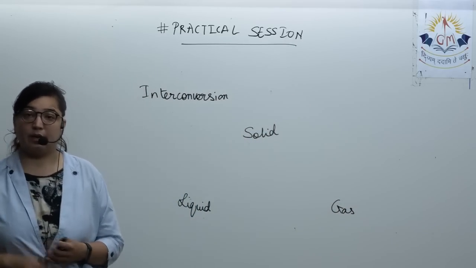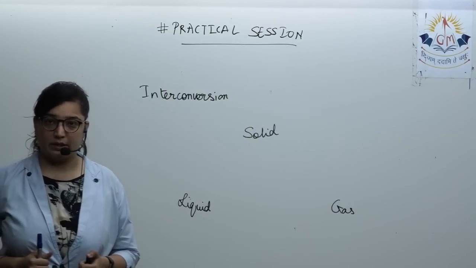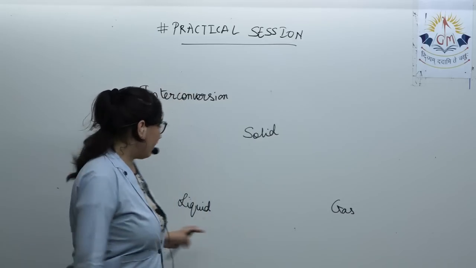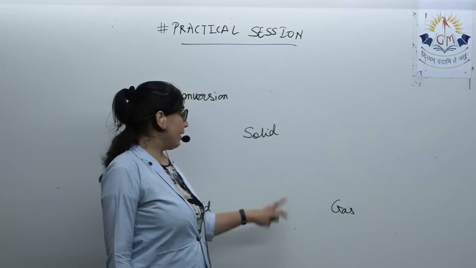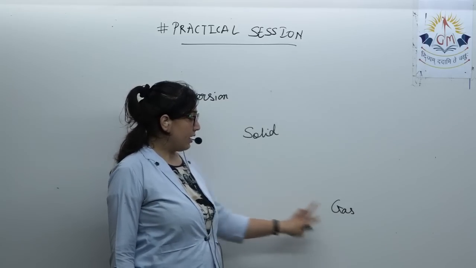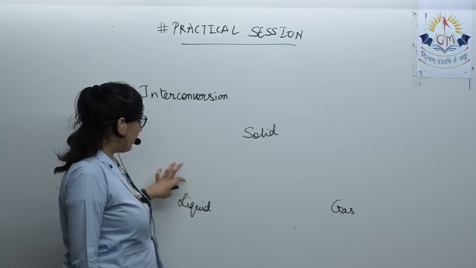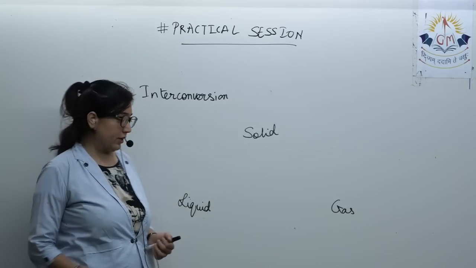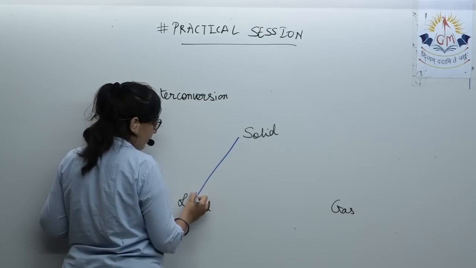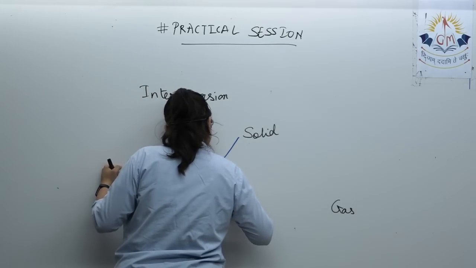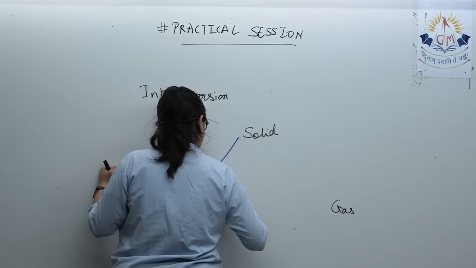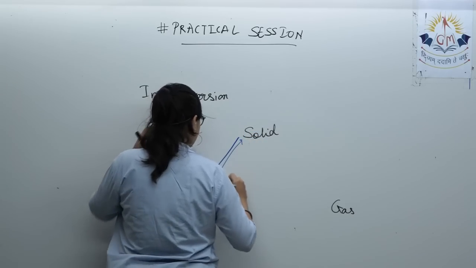Interconversion is possible among all three states of matter. That is, solid can get converted into liquid, liquid can get converted into gas, gas can get converted into solid, solid can get converted into gas, gas can get converted into liquid, and liquid can get converted into solid. When solid gets converted into liquid, it's called melting. When liquid gets converted into solid, it's called fusion.